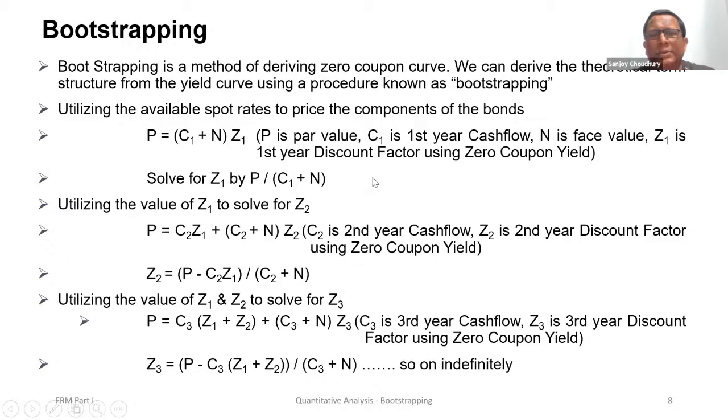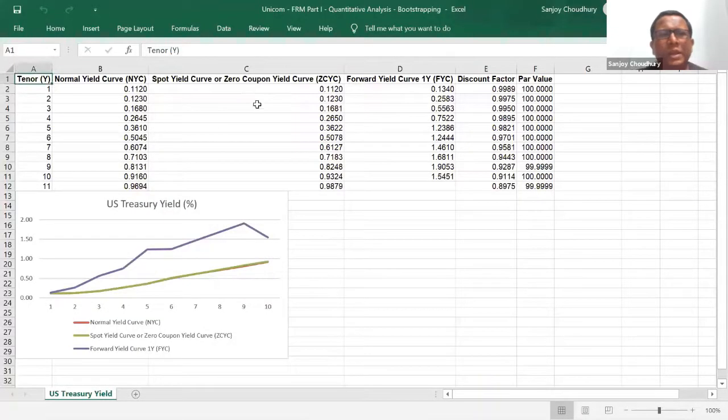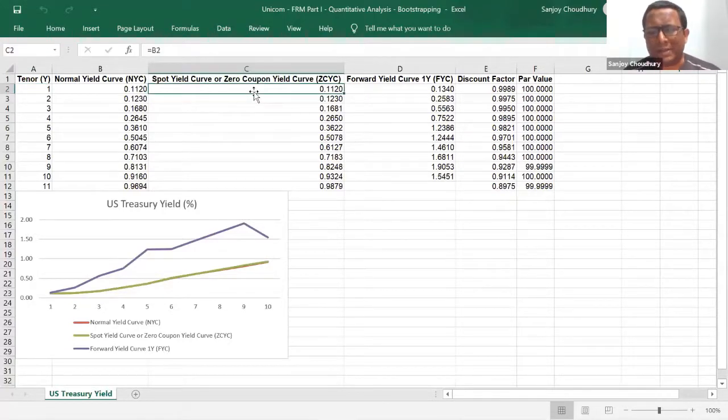Let's see this in a particular example. We take an assumption that the first year zero coupon yield, or the spot yield, is the same as the normal yield curve, which is a fair assumption because for 1 year the money market funds are there, where there is a single cash flow. So the first year normal yield curve and spot yield curve can be considered the same. Now the second year, we need to compute. How do we compute it?